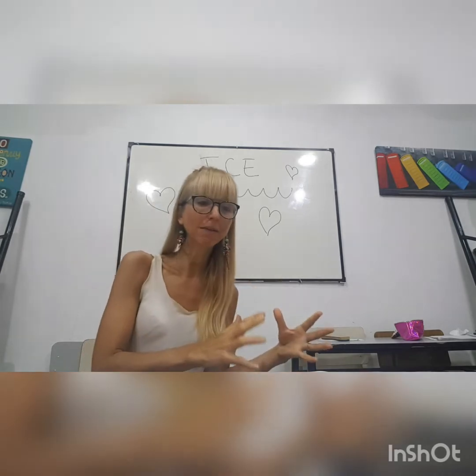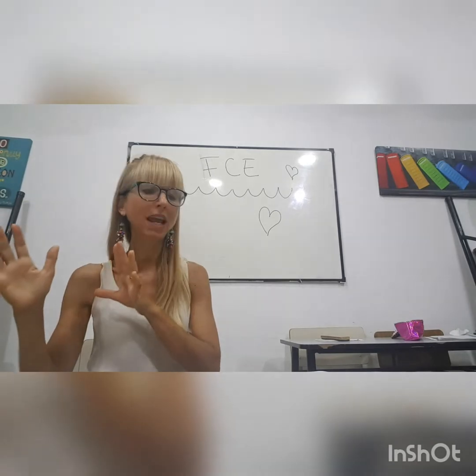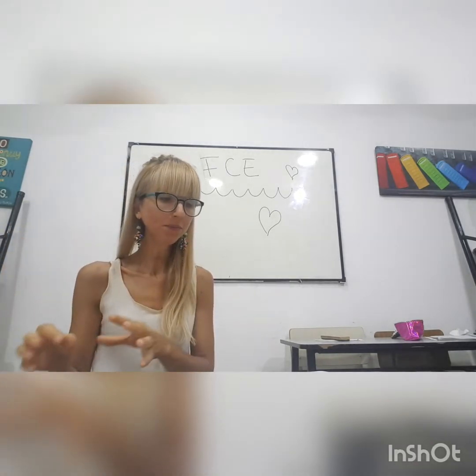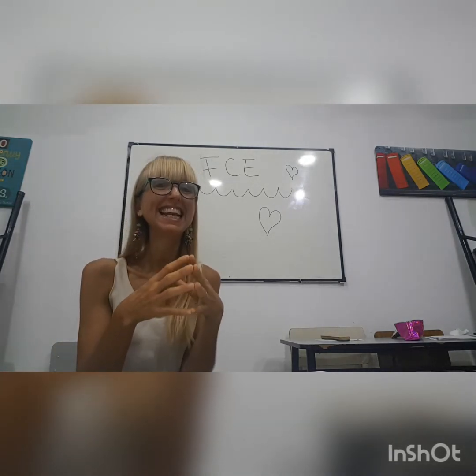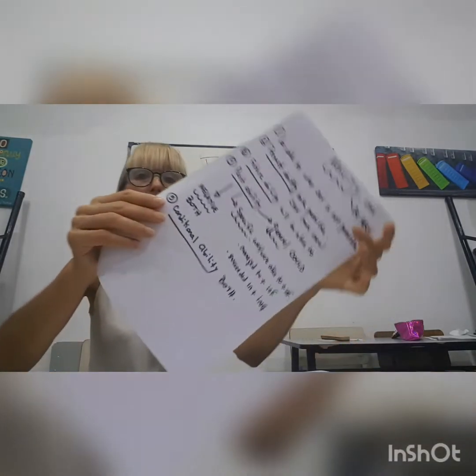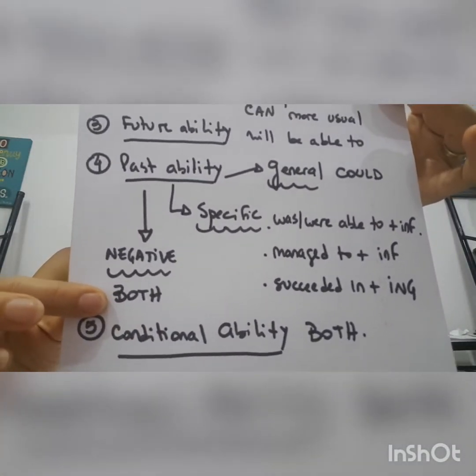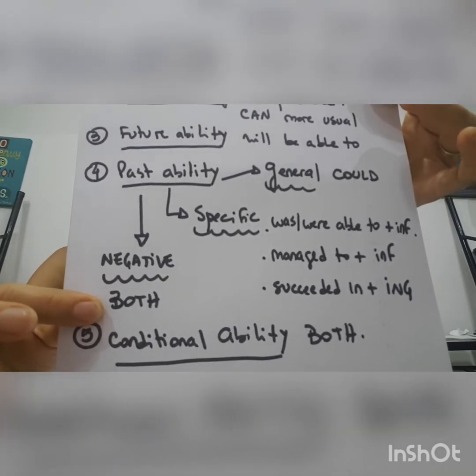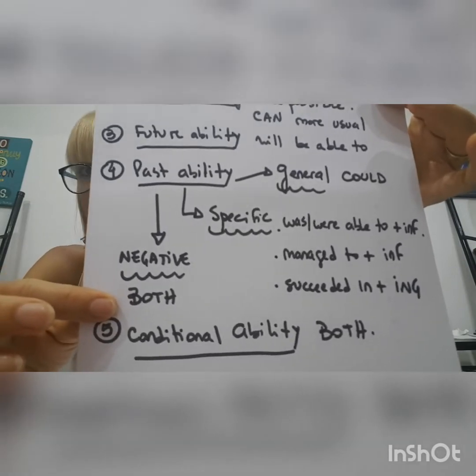So, general ability with could, specific ability with was, were able to, managed to, or succeeded in. Okay? Now, if the sentence is in the negative form, both are possible. If it's in the negative, I can use couldn't, or wasn't, or weren't able to in the same way. In the negative it is the same. They act like synonyms, we can say.